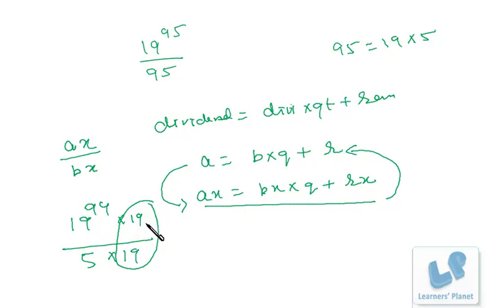In this case, r is 1. So if we consider x, then the remainder will be r times x, that is 1 into 19, or we can say 19. So this is the logic behind that. That should be clear in your mind.